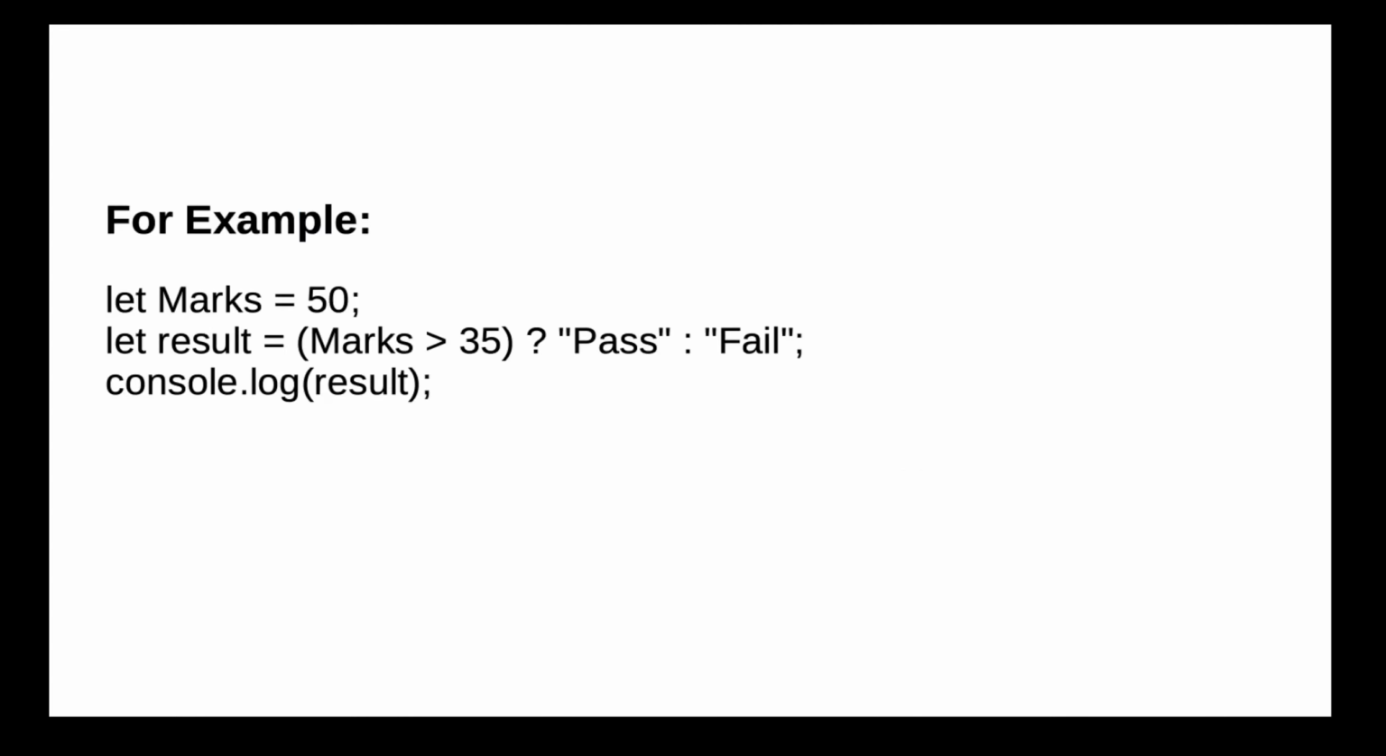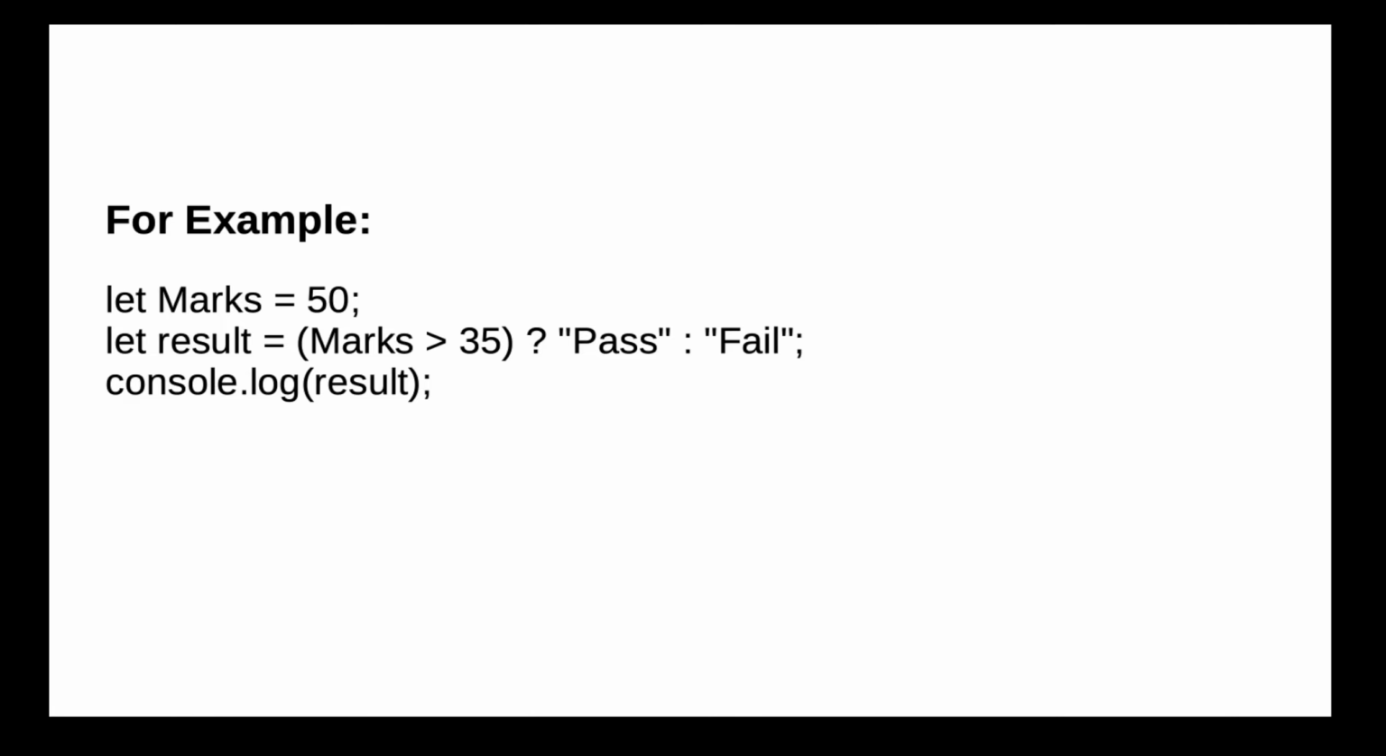Here is the example of the ternary operator. So first we take one variable marks, value is 50, and check the result. So we can take another variable result. Here we check marks greater than 35. If the marks is greater than 35, then returns pass, and if this value is false, it returns fail. And check the result by using console.log.